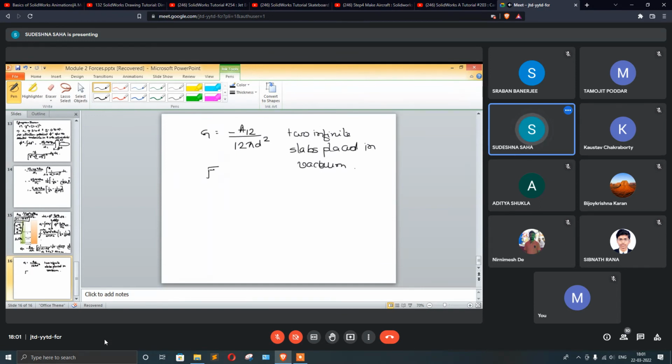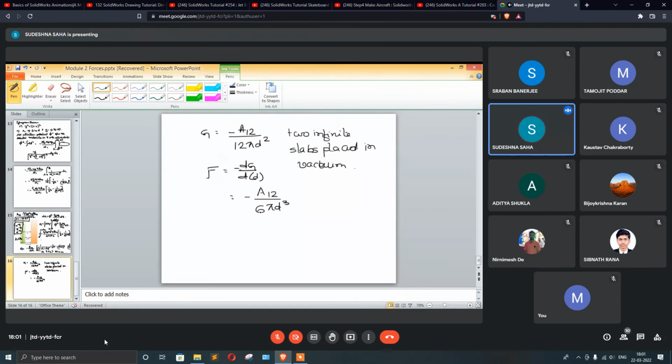And forces between such bodies will be given as minus dG by dd, which will be equal to minus A12 divided by 12 pi d cube. Sorry, it's 6, 6 pi d cube. Okay.